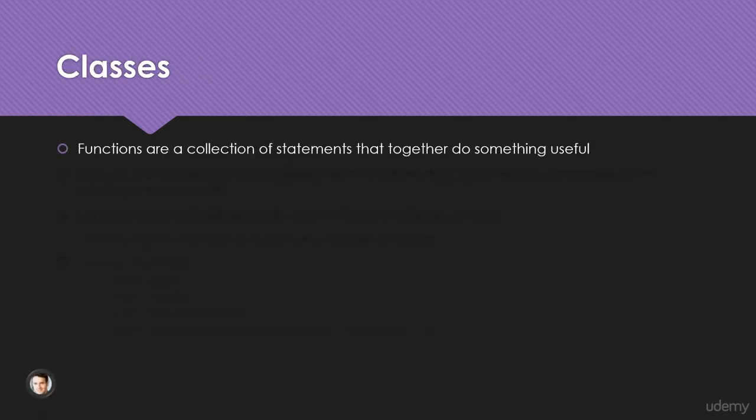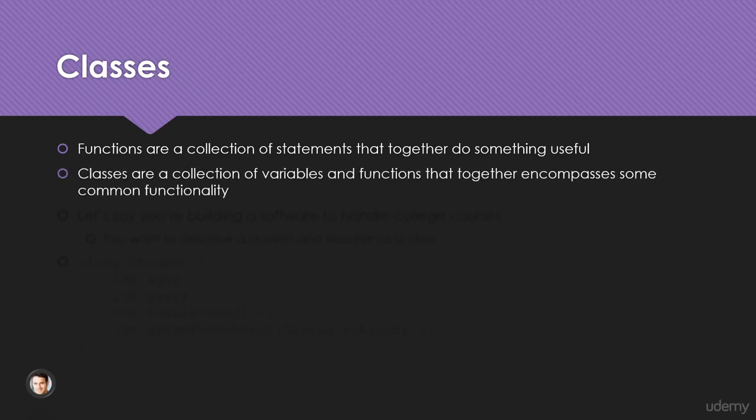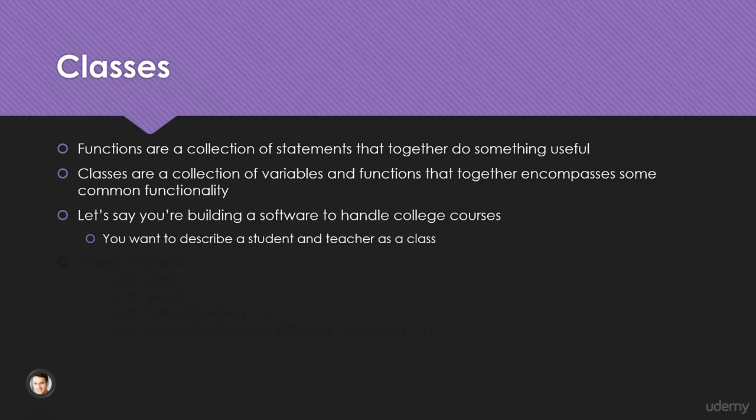Classes. So this goes into object-oriented programming, which is a style of programming that has been around for a few decades and has been widely acknowledged as a powerful paradigm. So functions are a collection of statements that together do something useful. Classes are a collection of variables and functions that together encompass some common functionality, right? So let's say you're building a software to handle college courses. You want to describe a student and a teacher as a class. And by a class, I mean not as a course class, but rather as a programming language class.